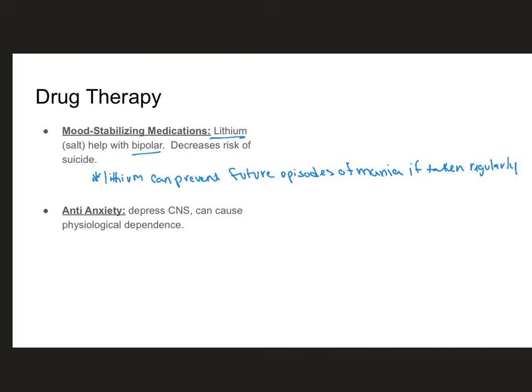Anti-anxiety drugs can be used; they depress your central nervous system. So essentially it's depressing your fight or flight, right? However, it can cause physiological dependence, meaning that your body needs the drug.